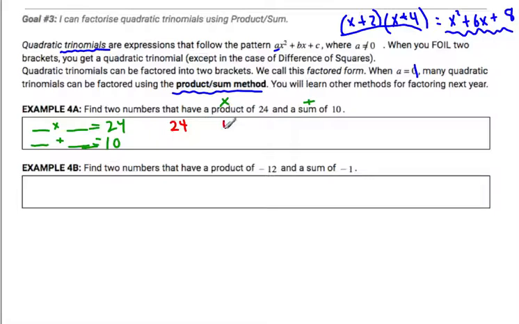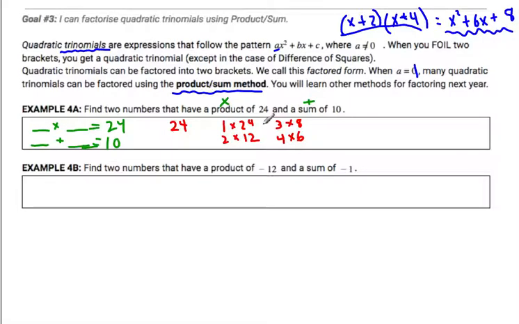So those numbers could be 1 times 24. I could also have 2 times 12. I could have 3 times 8, or 4 times 6. There's no other factors there of 24. Those are numbers that multiply together to give me 24. So these are all my options for my 2 sets, or my sets of 2 numbers. Only one set here is going to add to give me 10. And I'll give you a second to think about that.